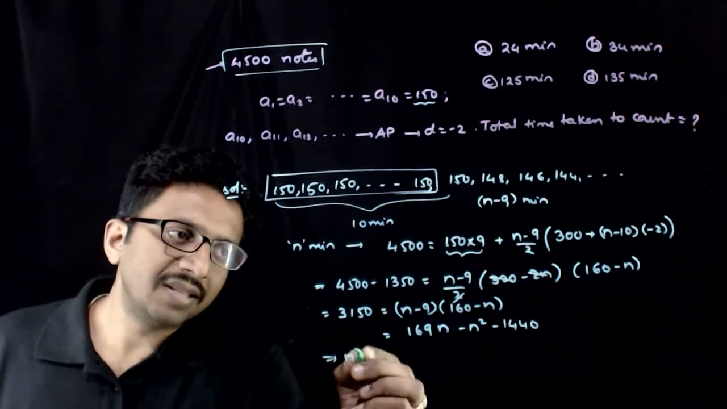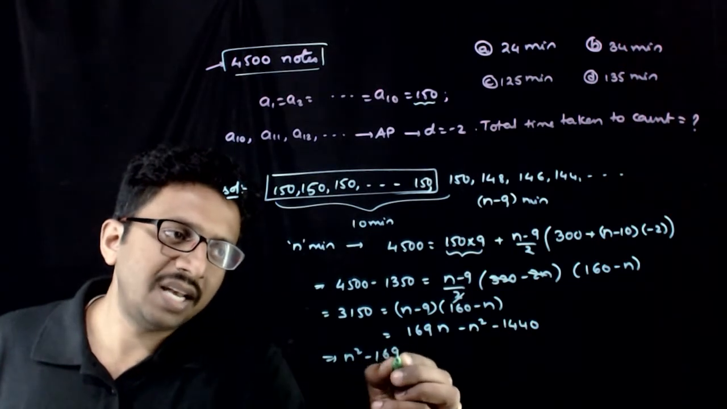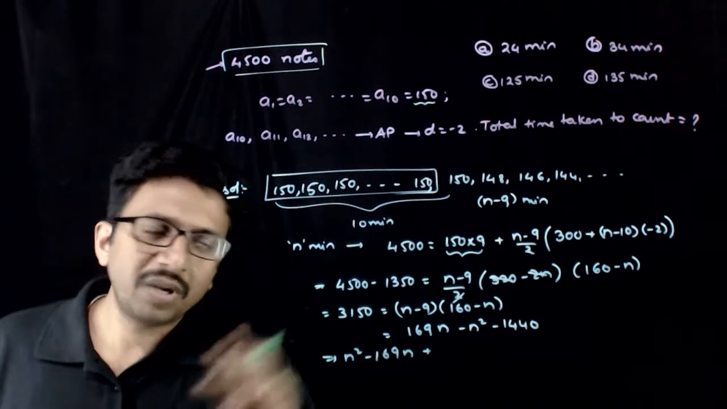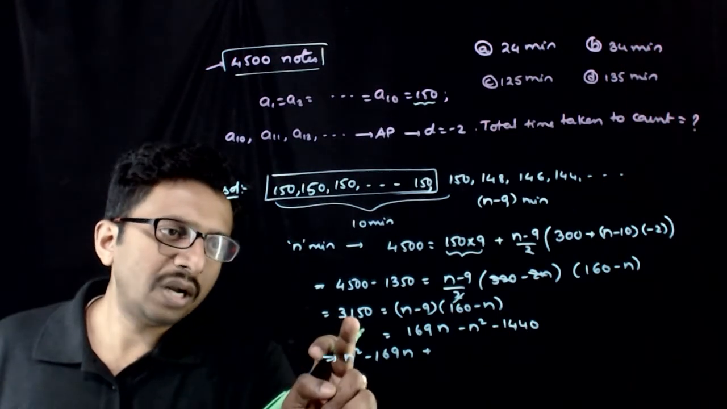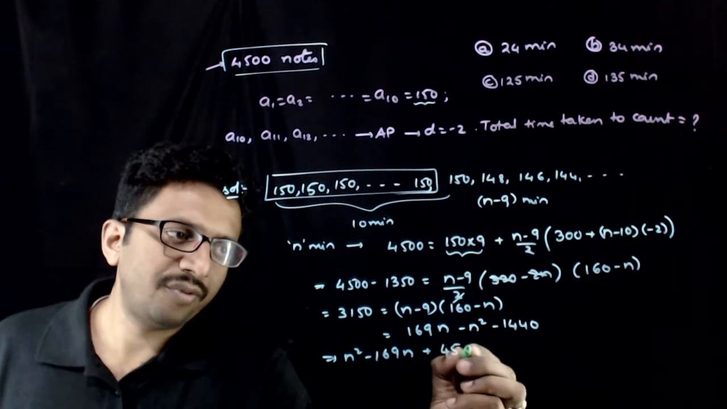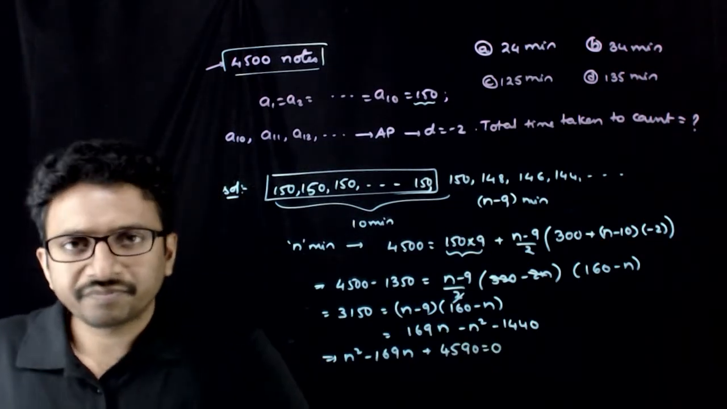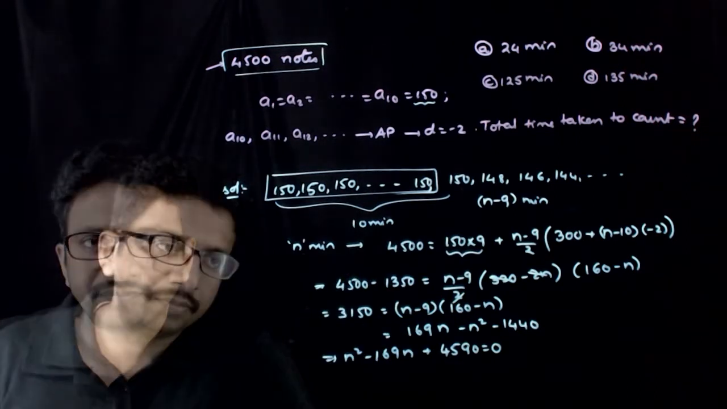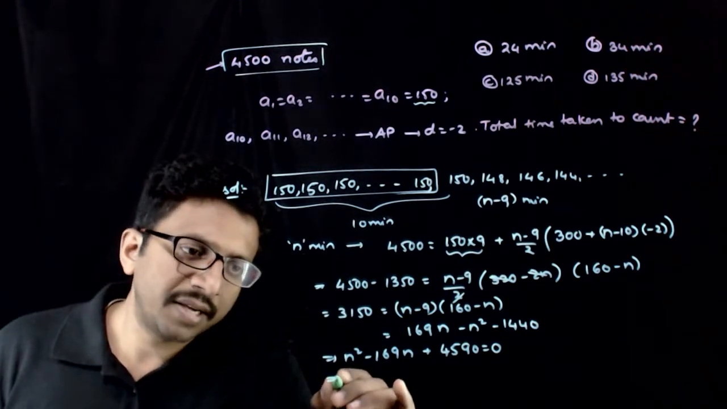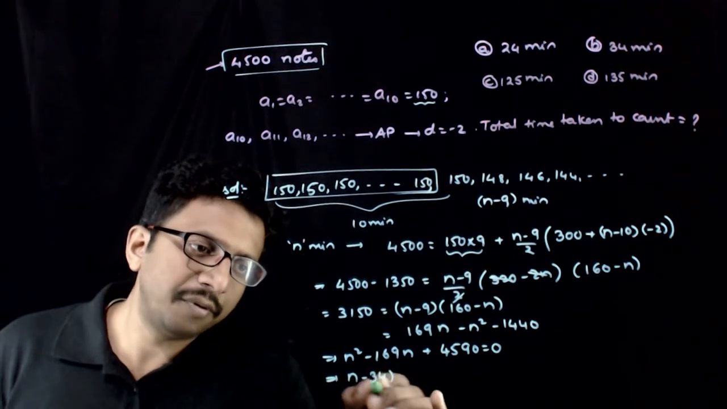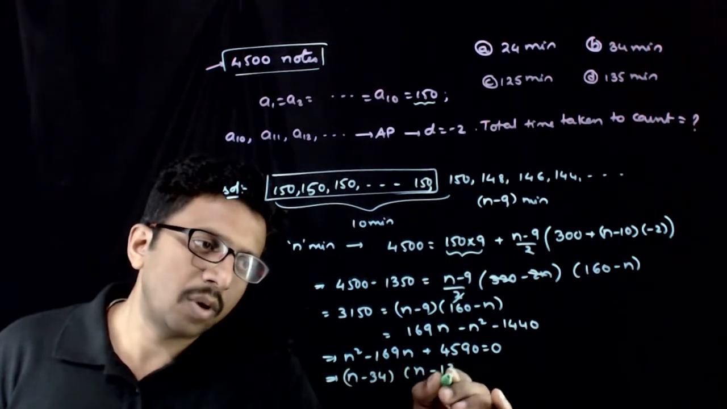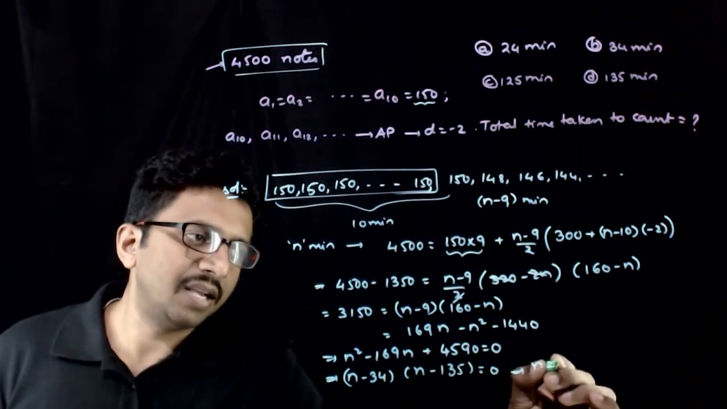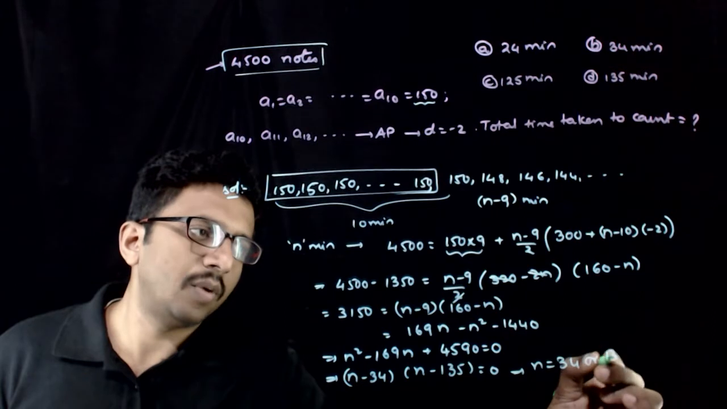This implies n square minus 169n plus 3150 plus 1440, you get 4590, is equal to 0. So now your n should be such that this equation is satisfied. If you factorize this, you get n minus 34 times n minus 135 is equal to 0. This implies either n is equal to 34 or 135.